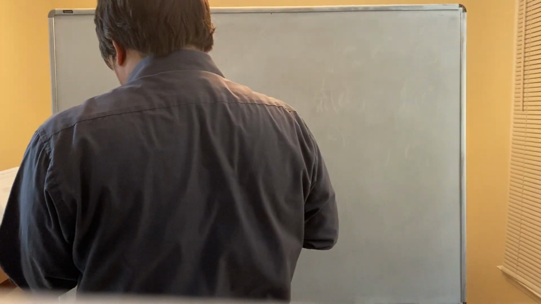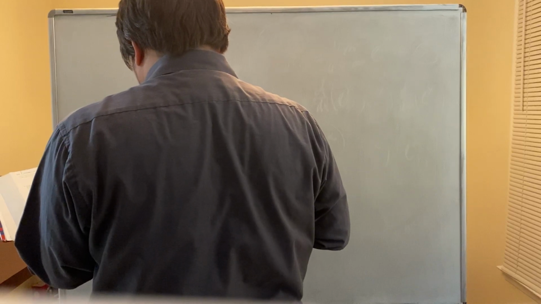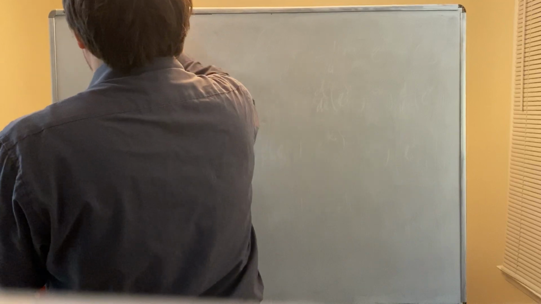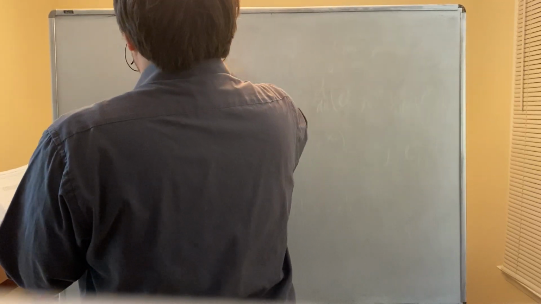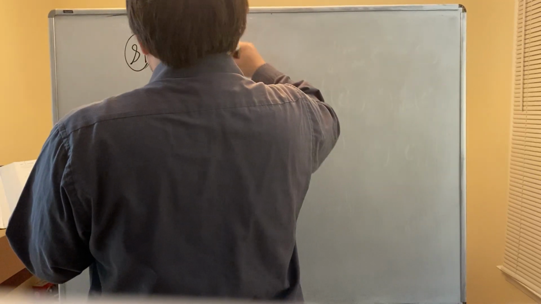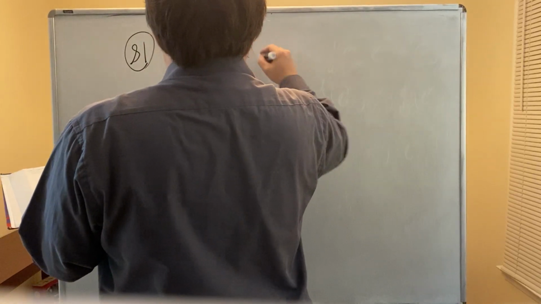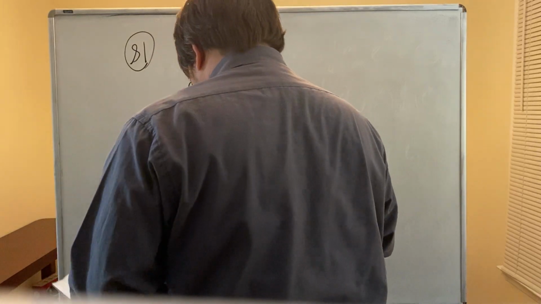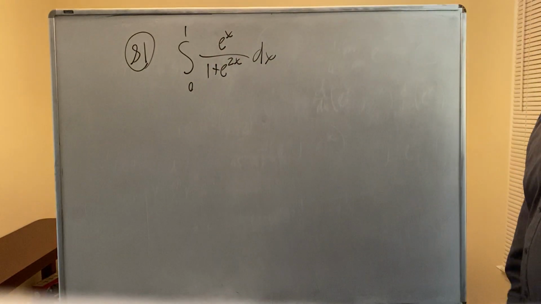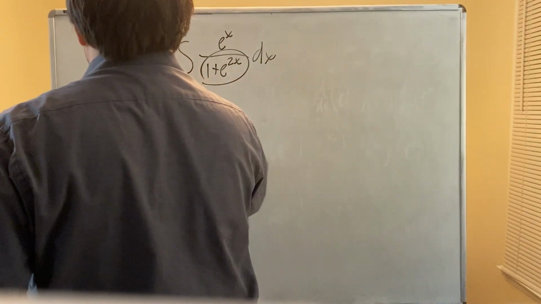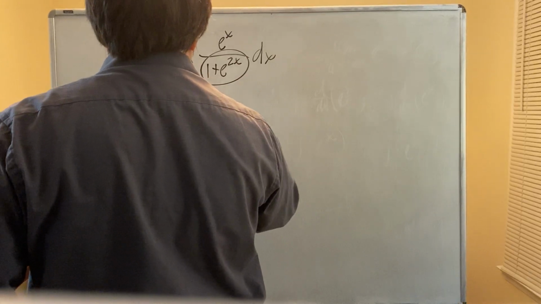Let's do some evaluating the integral questions. Let's do 81. 81 is evaluate the integral, a definite integral from 0 to 1 of e to the x over 1 plus e to the 2x dx. Okay, so let u be the denominator. So let u equal 1 plus e to 2x. du is equal to 2e to the 2x dx.